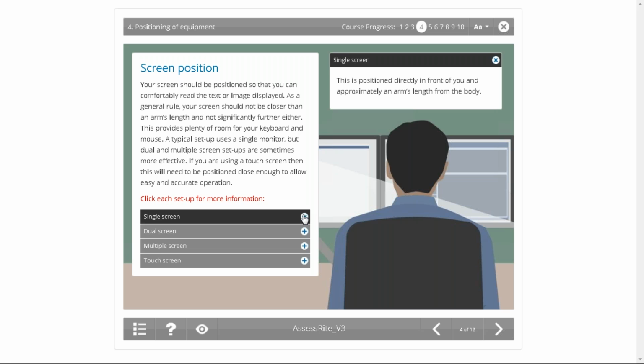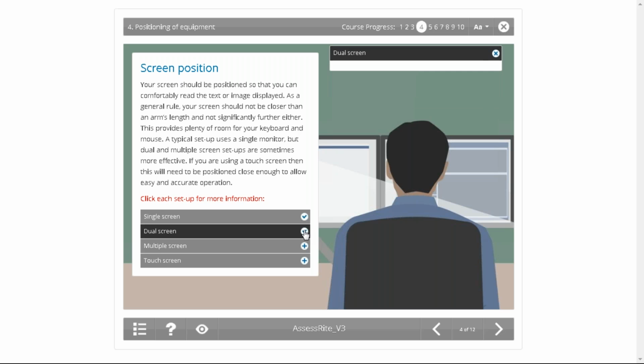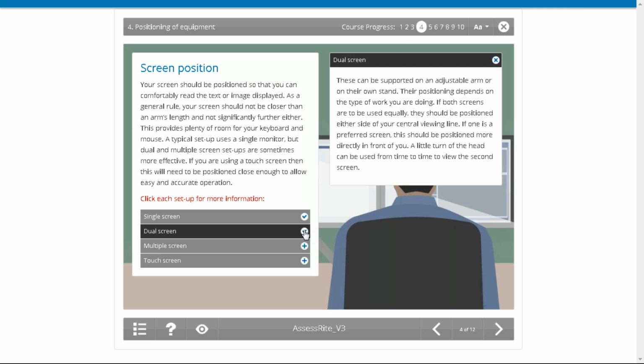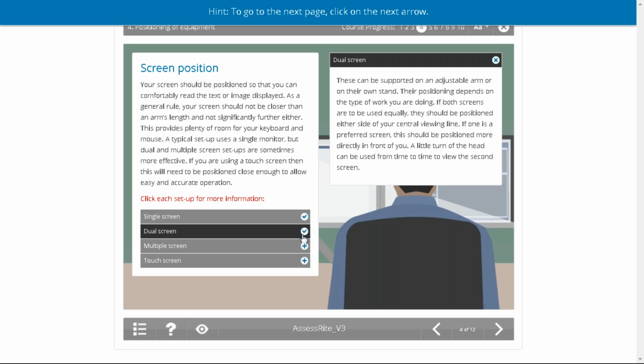So, single screen, positioned directly in front of you and approximately an arm's length from the body. But what about dual screen? These can be supported on an adjustable arm or on their own stand, and their positioning depends on the type of work you're doing. If both screens are to be used equally, they should be positioned either side of your central viewing line. If one is a preferred screen, this should be positioned a little more directly in front of you. A little turn of the head can be used from time to time to view the second screen.